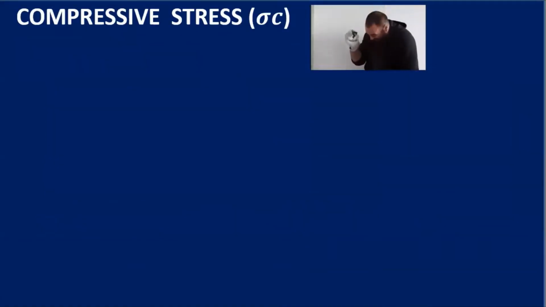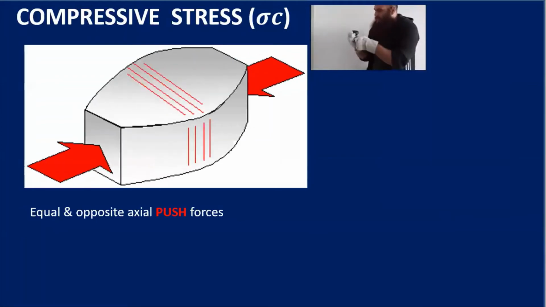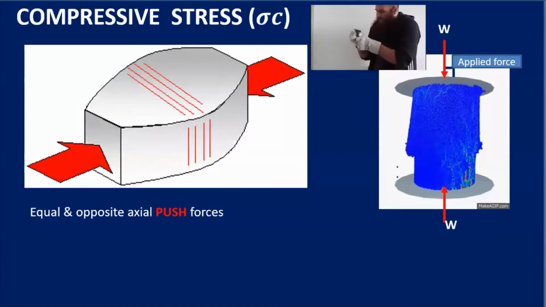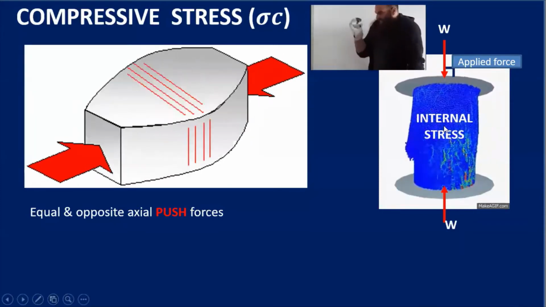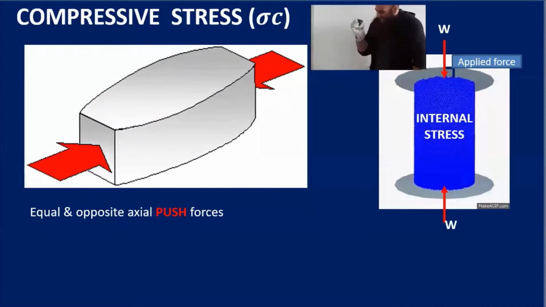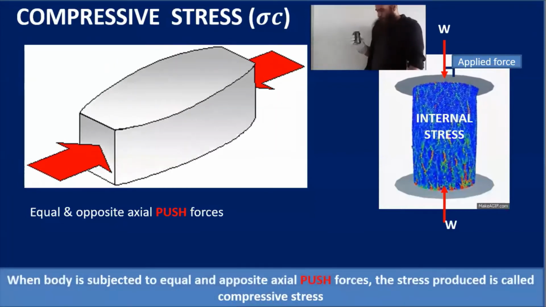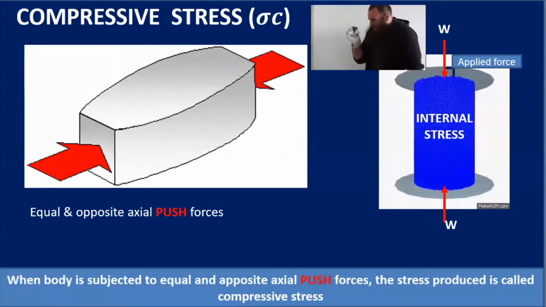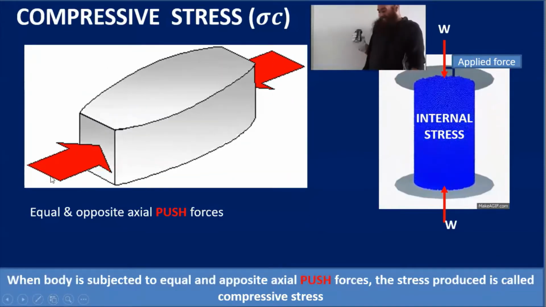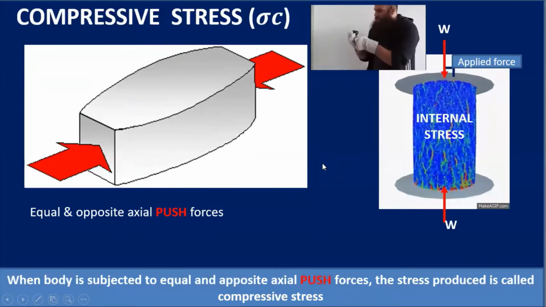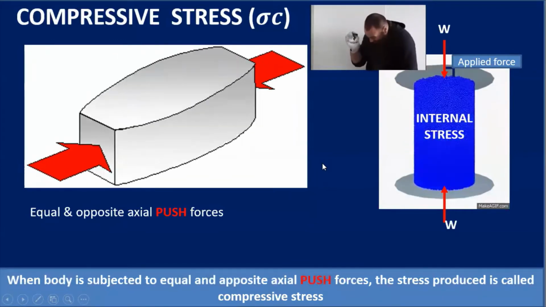Compressive stress, which is denoted by sigma c. Let's take a rectangular bar and push its two ends so that the applied forces are normal to the cross-sectional area, and we observe that the internal stresses are produced per unit area. So when a body is subjected to equal and opposite axial push, you can see from this diagram it is an axial push force, and the stress produced is called a compressive stress.